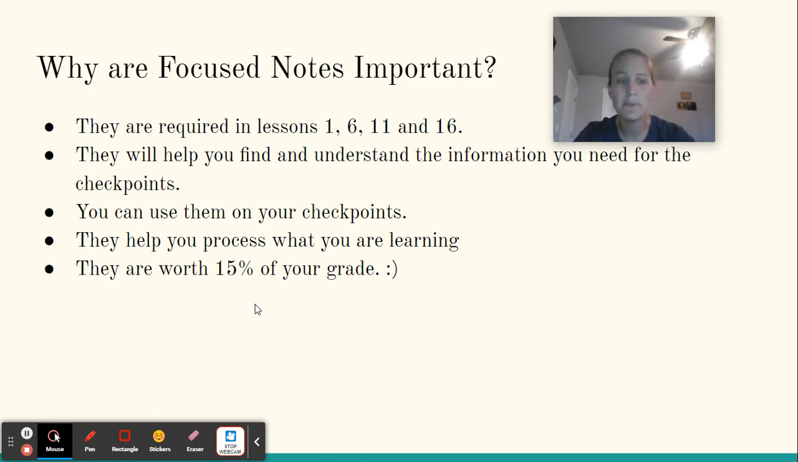They also help you process what you're learning. I know I'm guilty of this. I'll be reading and I'll read like 5 pages and then I'll be like, I have no idea what I just read. I wasn't paying any attention. Totally guilty of that. These notes help you slow down and ask yourself, what am I reading? Why is this important? How does this apply to me? And on top of that, they are worth 15% of your grade. So pretty important to do the focus notes.